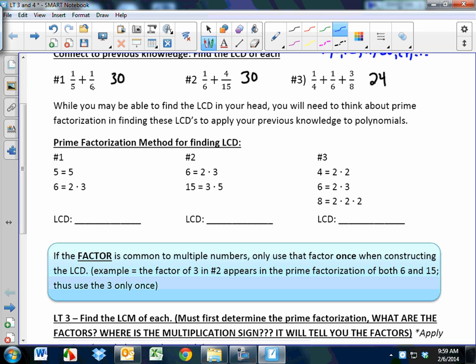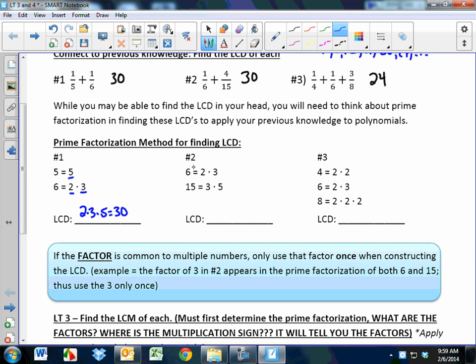If you take the 5 and 6 and you list out the factors that they have in common, well, 5 and 6 don't have any factors in common. So when we use the factors of 5 and the factors of 6 to write a common denominator, we're going to use all three factors, 2 times 3 times 5, which will give us 30.